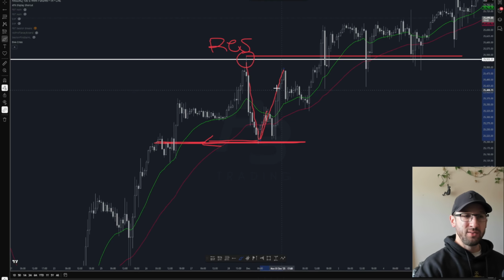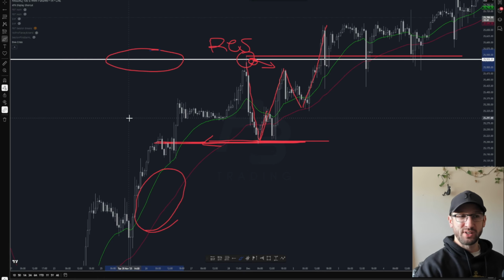Buyers come back in. Are the sellers here? Do they want it from here? Price pushes down. It does not break a previous low. It actually goes up. Right? So pairing the EMAs with your support and resistance levels, watching how price reacts off of a previous level, right?